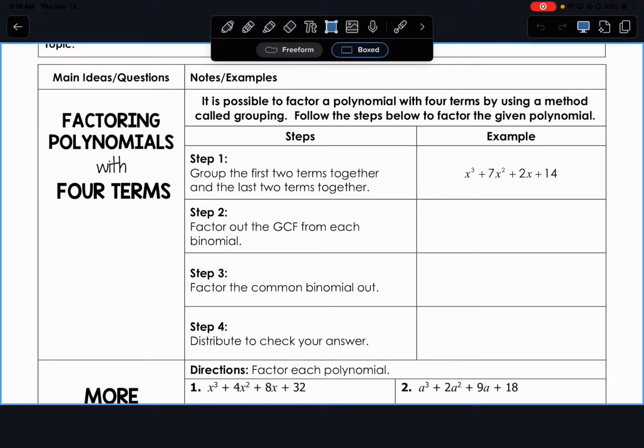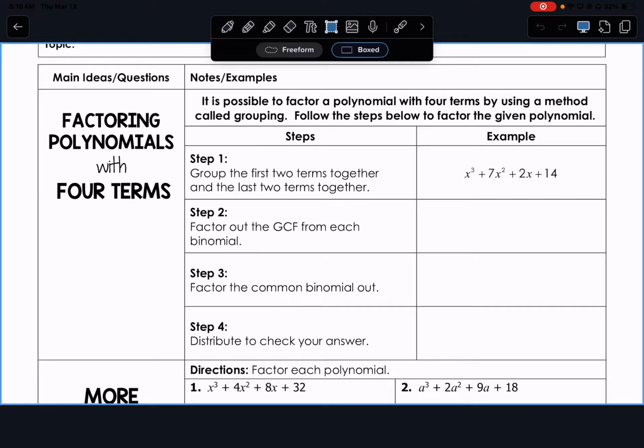We're factoring polynomials with 4 terms today. So we are skipping over 3 terms for a hot second. We're going to go back and do those, but 2 terms is what we've been doing. So we've been looking at binomials, and we're going to look at polynomials with 4 terms today.